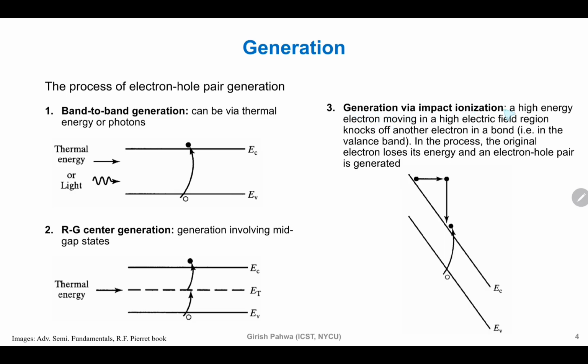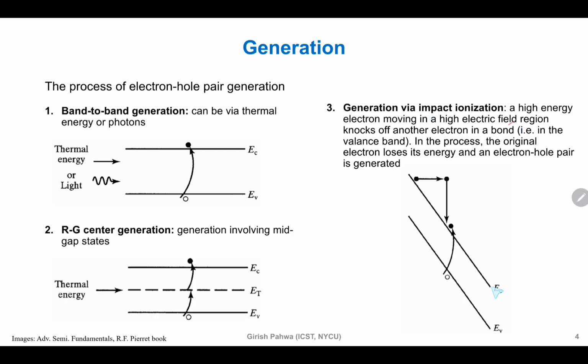And then you can have generation through impact ionization. So impact ionization is basically almost opposite of the Auger recombination. So in the Auger recombination, the electron was releasing its energy and going from the conduction band to the valence band, and releasing its energy to another electron, which again releases it in the form of, say, phonons.